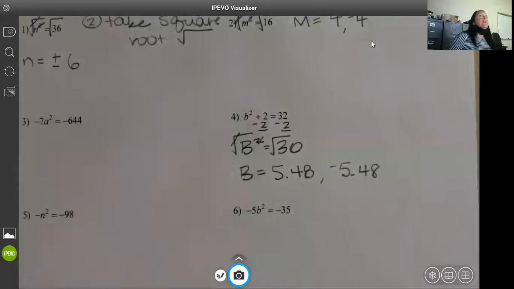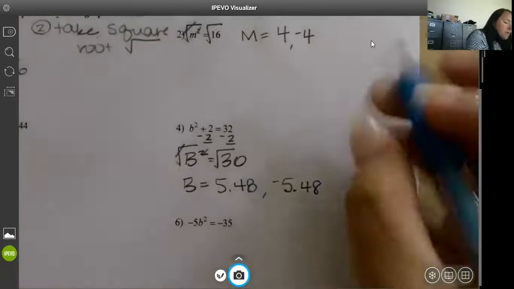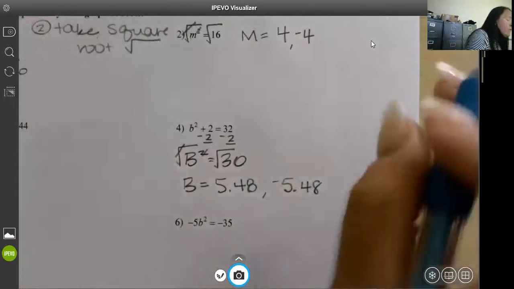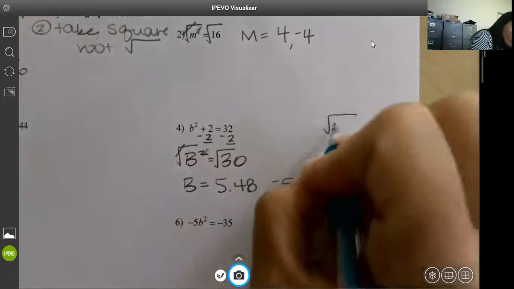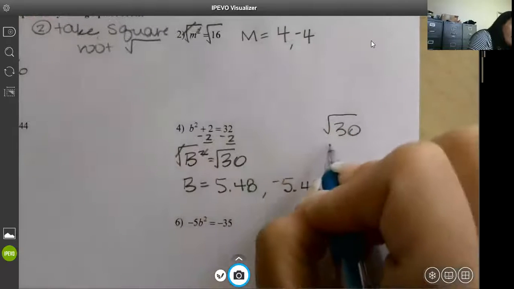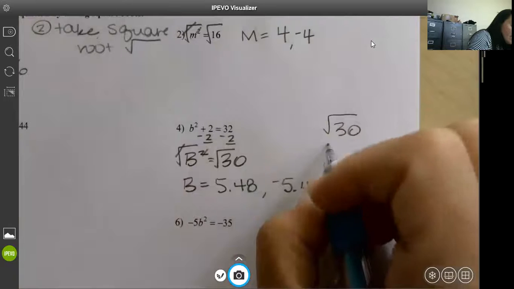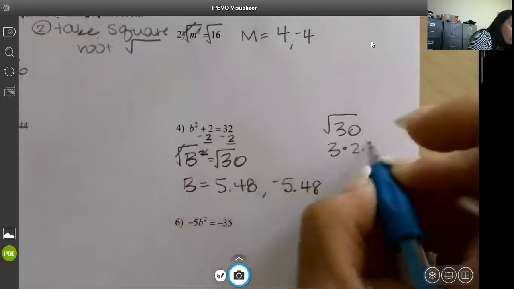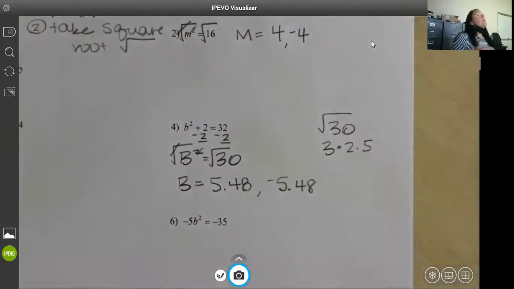But I also want to remind you how to simplify square roots. This one is not going to simplify. 30 does not simplify, but I'm going to remind you how we do it. We break it down just like we did our factors. 30 is 3 and 10, or 3, 2, and 5. We don't have any pairs, so that's why this one won't simplify.